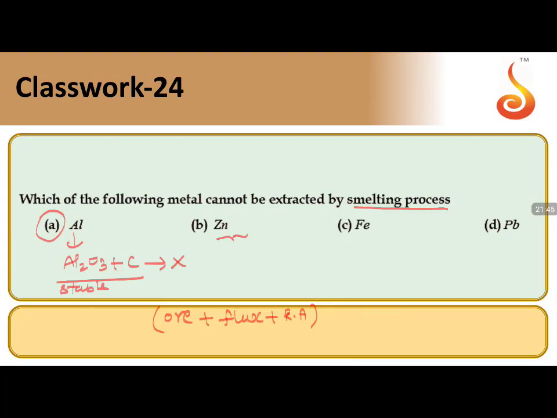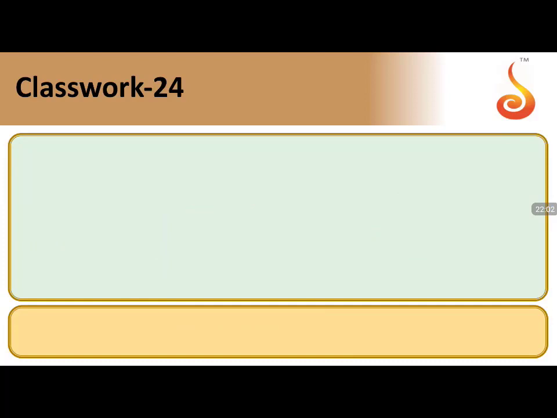You can use it for zinc, where zinc oxide with C, Belgian process, gives Zn plus CO. You can apply it for Fe2O3 plus C, which gives rise to Fe plus CO. You can apply it for lead also, but you cannot apply it for aluminum. The reason is aluminum forms more stable oxides. So the answer is option A.